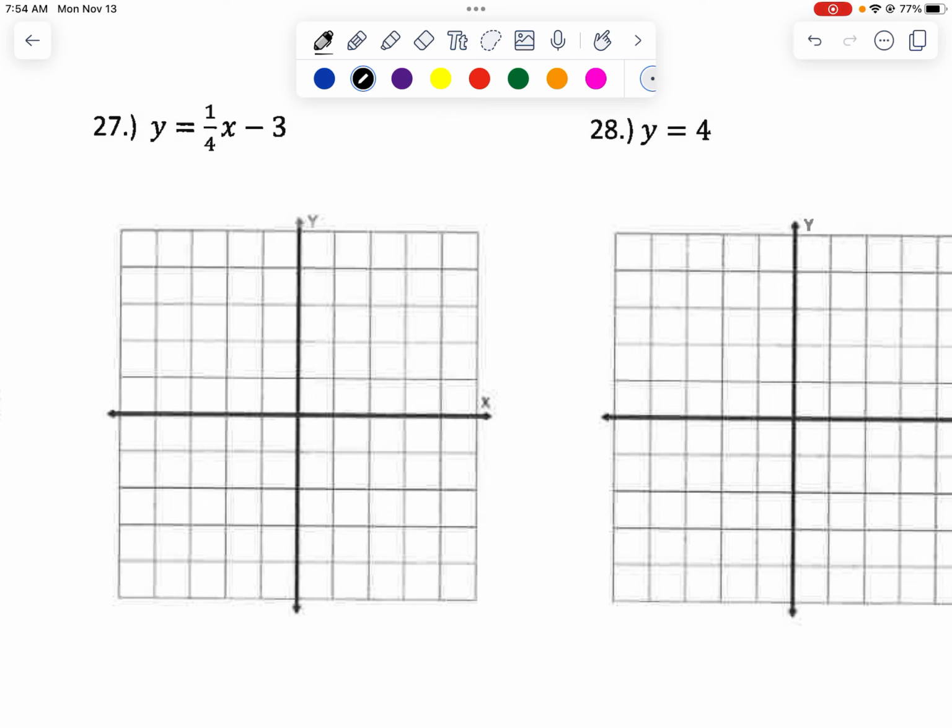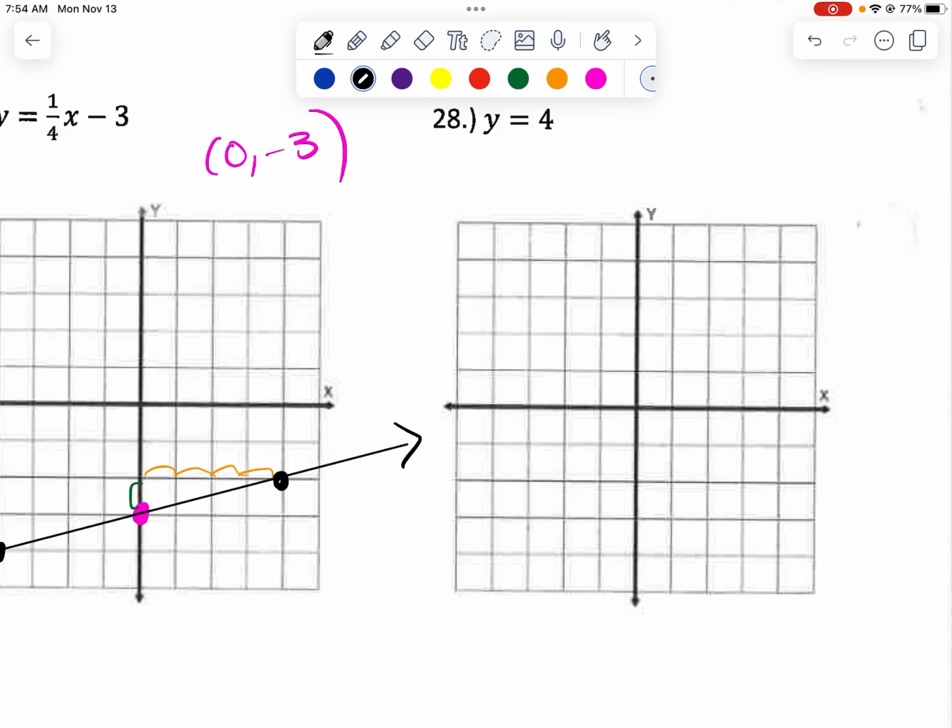Okay, my y-intercept is 0, -3, so I plot that point. This is a positive slope, so I'm going to go up 1. I'm going to go to the right 4 times and make a point. Could have gone down 1 and to the left 4, and I still would have had the same line. Over here, anytime you have y equals a number, you have a horizontal. So I'm going to go up to when y is equal to 4, and I'm going to make a horizontal line.